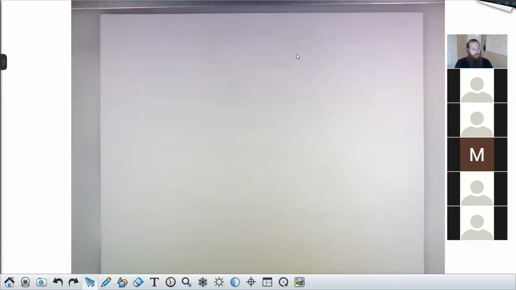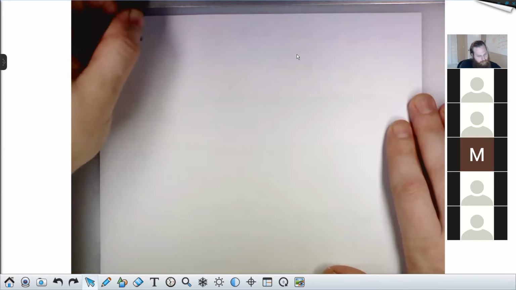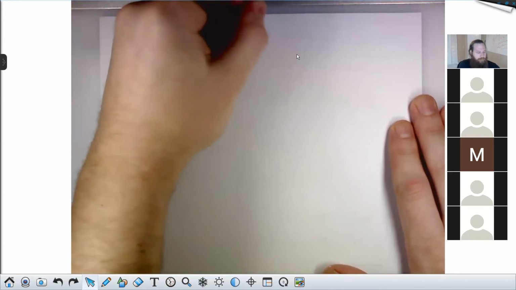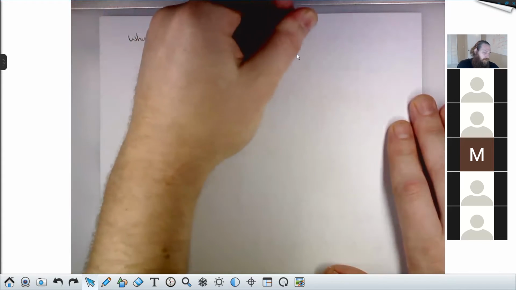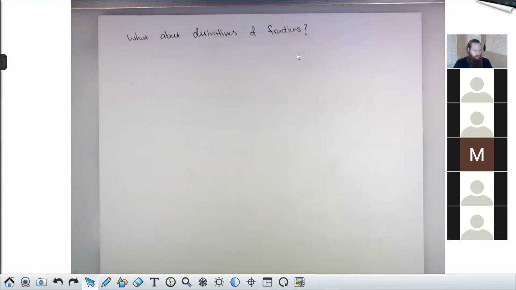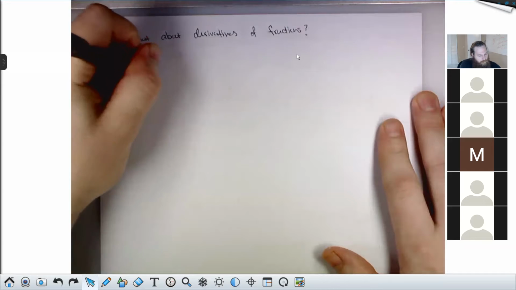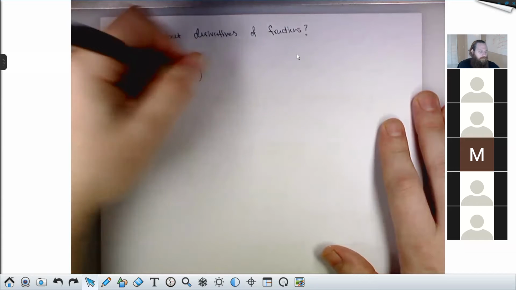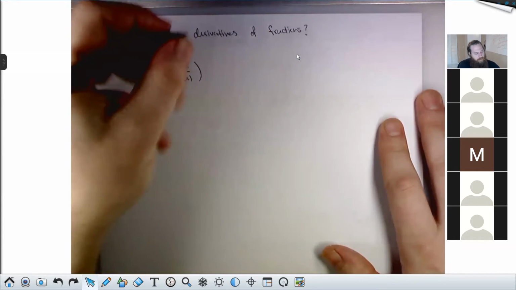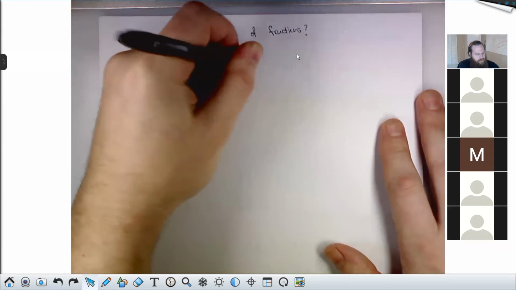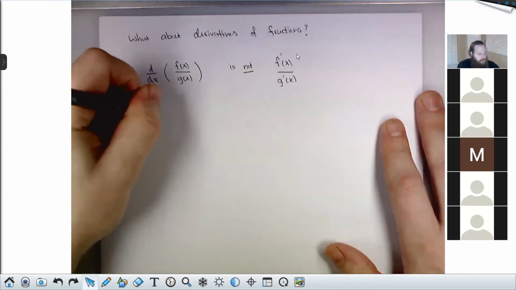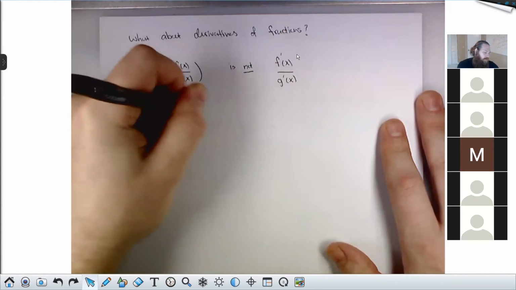If there's a product rule, you can guess that there's a quotient rule. We're not going to have time to go all the way through this right now, because we are just about out of time for class. But I'm going to end with this question. What about derivatives of fractions? d/dx of f of x over g of x. I'll tell you that this is not f prime of x over g prime of x. And you can check this. This fails.